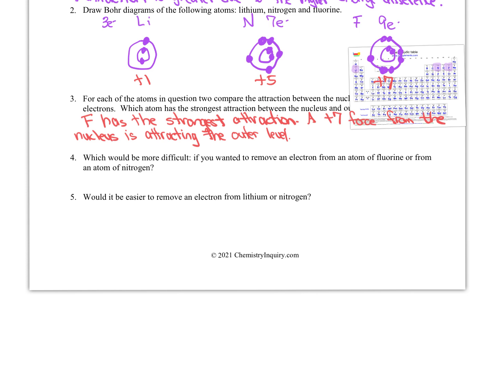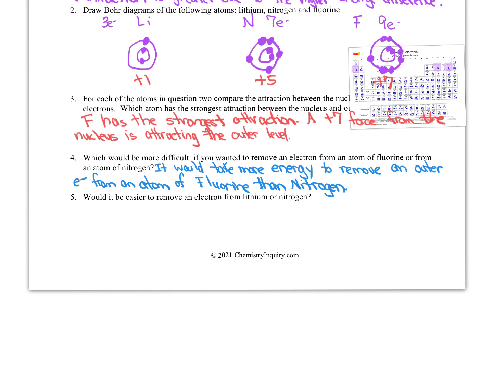Number 4, which would be more difficult if you wanted to remove an electron from an atom of fluorine or from an atom of nitrogen? The answer would be it would take more energy to remove the outer electron from an atom of fluorine than nitrogen. And the reason why is pretty much what we're saying up here. Because fluorine's outer electrons are feeling a force of +7, whereas nitrogen's is only feeling a +5. So it'd be a little bit easier to take nitrogen's. So the more difficult one would be fluorine.